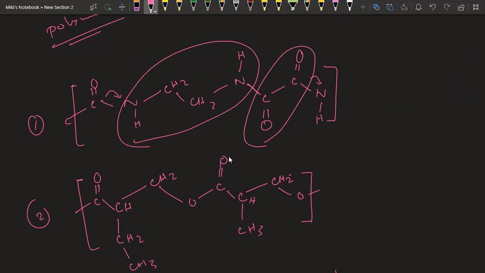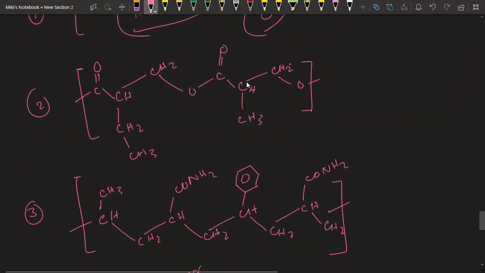Don't worry, this is just for making you familiar with what monomers actually are and how they should look in polymerization. And in the next one, try it yourself. If you couldn't, let's do it together. Here, see which parts could be represented by themselves.